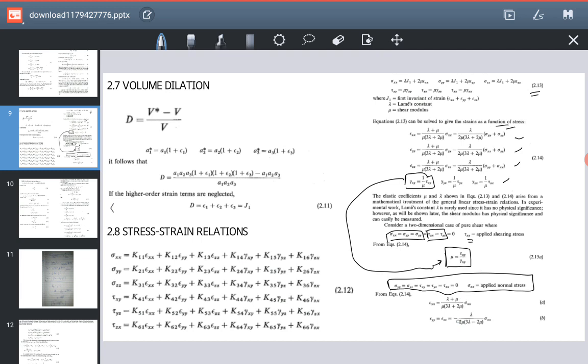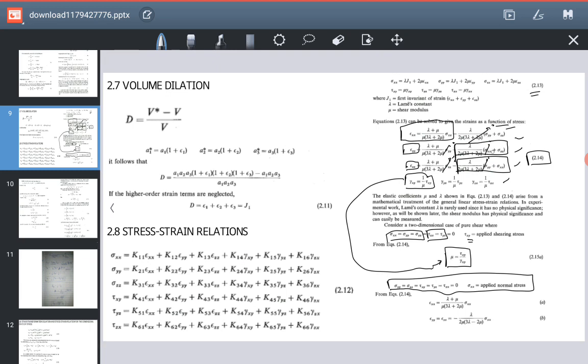And equation 2.14 reduces into this. So if I write, this will tend to 0, this will be 0, this will be 0, and this will all tend to be 0. So this will be equal to this, and this will be equal to this part.